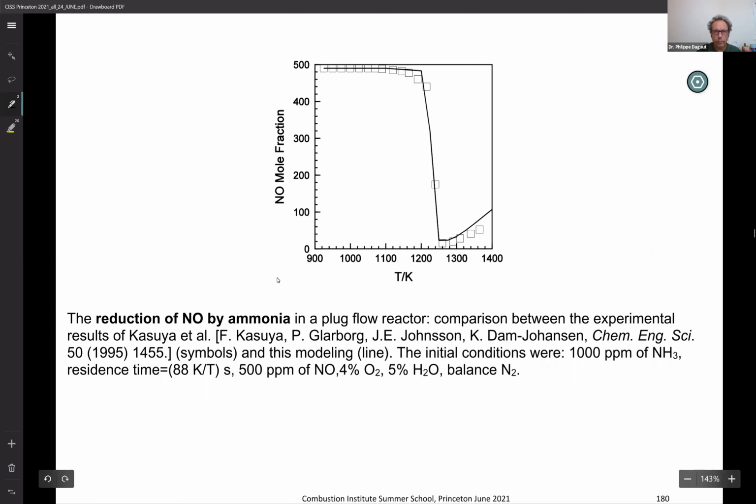And this is another example of working with a different reactor. These were performed in Denmark in 1995, and by introducing ammonia, you see this sharp drop here, at about the same temperature, between 1200 and 1300.